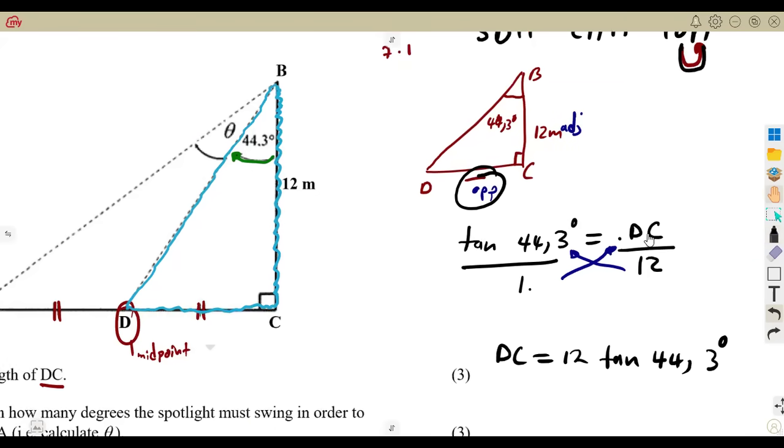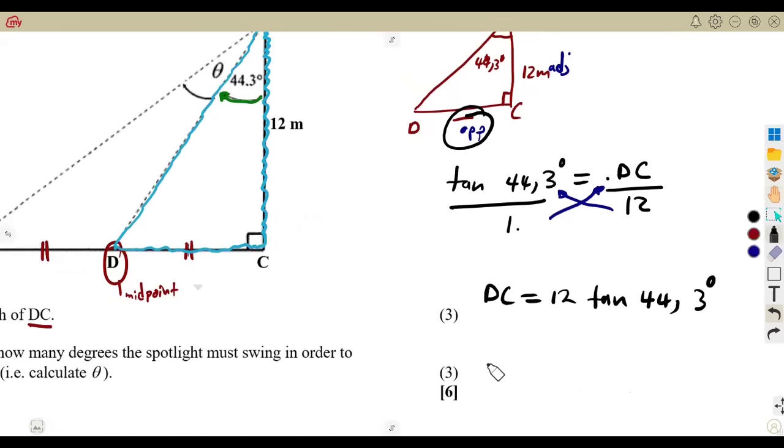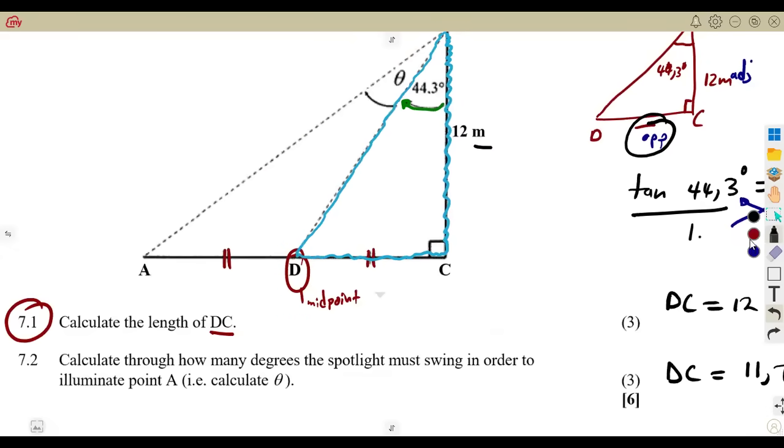So this is you and your calculator. You can simplify this directly on your calculator. It is going to give you 11.71, which is in what? In meters. Remember, this other length is in meters. So that's the length of DC. But remember, it is the same as AD because D is the midpoint. So also here, it's 11.71 meters.